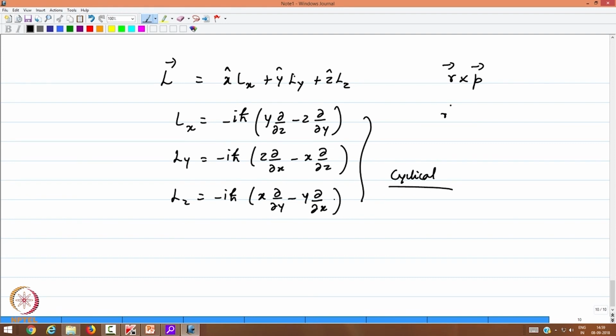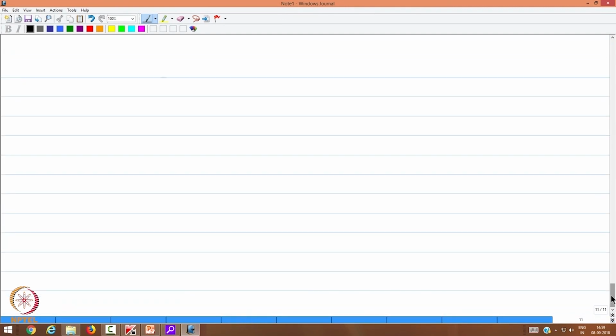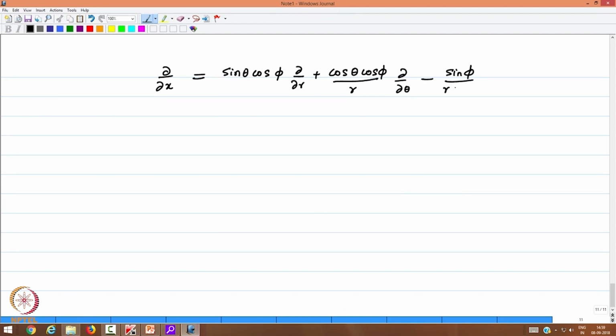Okay. Now, you should recall from the lecture notes and also the previous lectures that the derivative dou by dou x in spherical polar coordinates is given by this expression: sin theta cos phi dou by dou r plus cos theta cos phi by r dou by dou theta minus sin phi by r sin theta dou by dou phi.